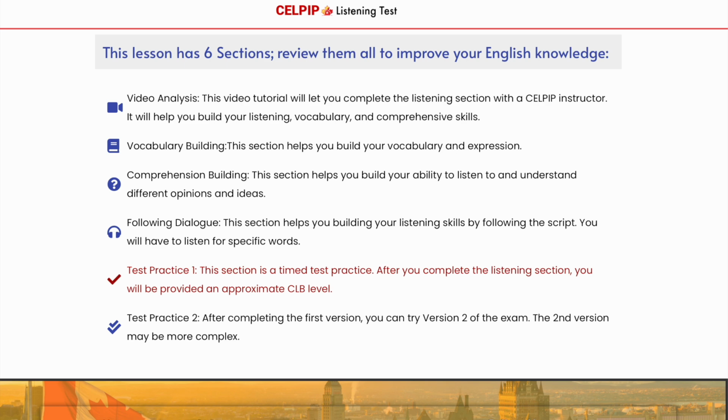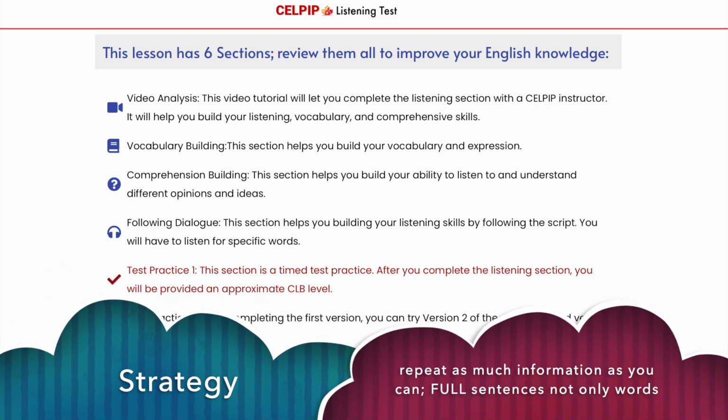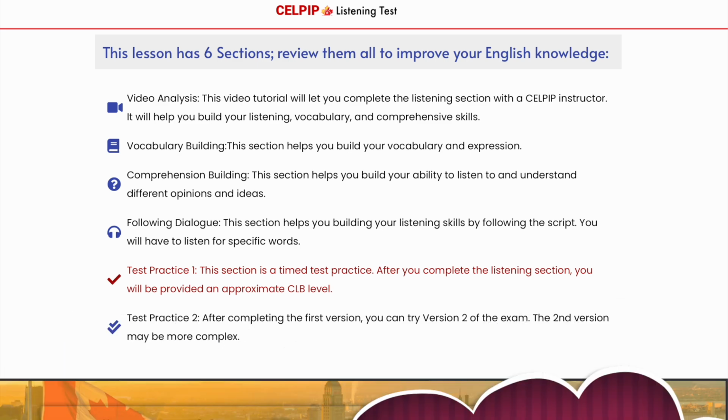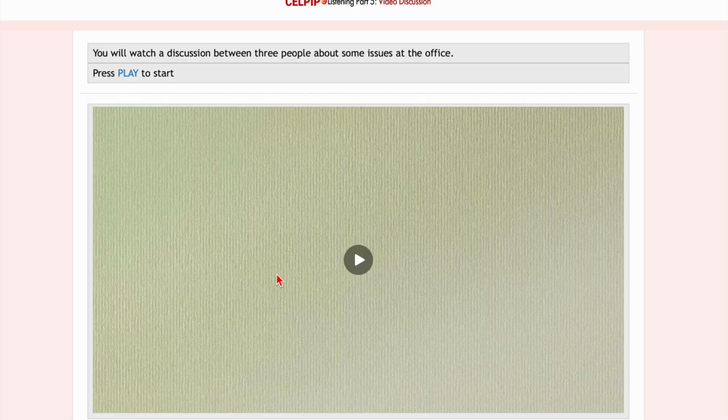So for lower levels, I recommend that you try to repeat as much information as you can. Repeat full sentences, not just words. Okay? And also, I think for higher levels, repeating the information as much as you can will also help you. All right. So then, like I said, let's get started over here. Let's get started with the video.